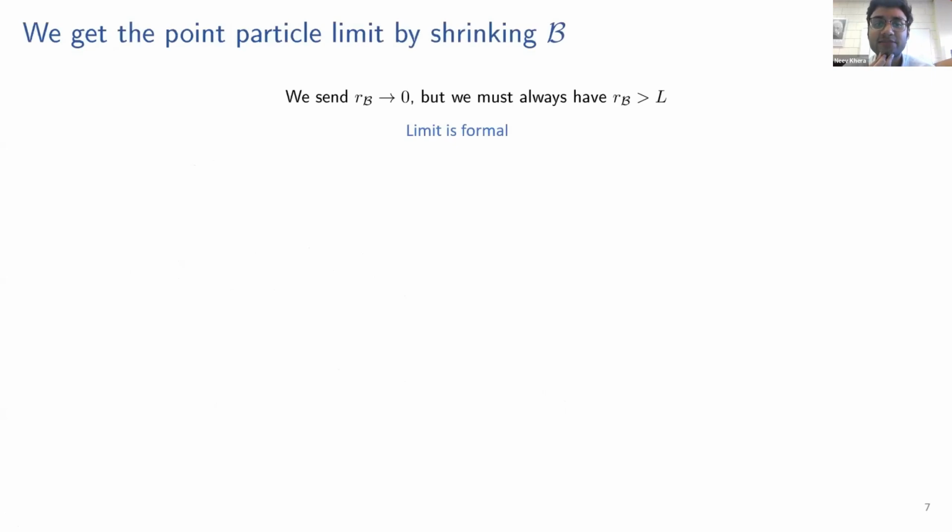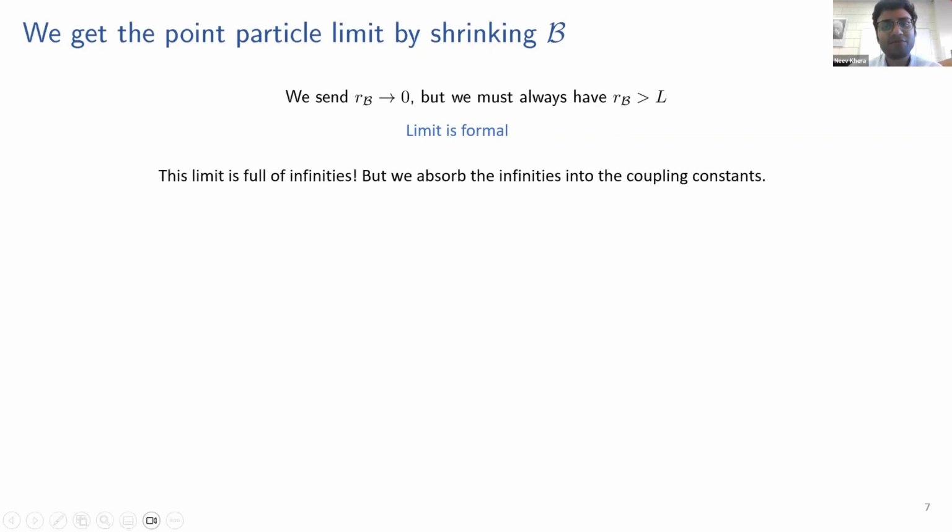So what I'm going to do is truncate this expansion and take the limit of the world tube shrinking to 0. In principle, the world tube should never be smaller than L, but we're taking both of them to be really small. So this is a very formal limit where both of them are going to 0. But I'm keeping the terms in L up to some order, and I'm going to try to ignore as many terms in R as I can. This is a very formal limit. It's full of infinities. But these are the kind of infinities that we're familiar with in effective field theories. This is what gives rise to renormalization and things like that.